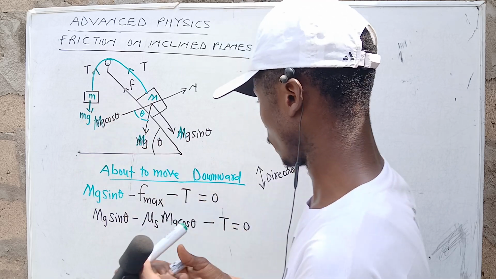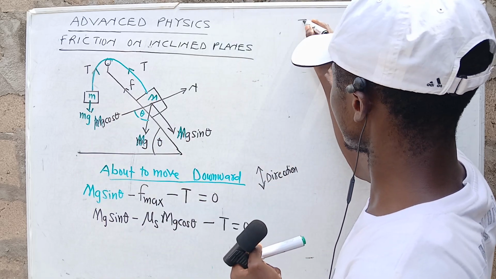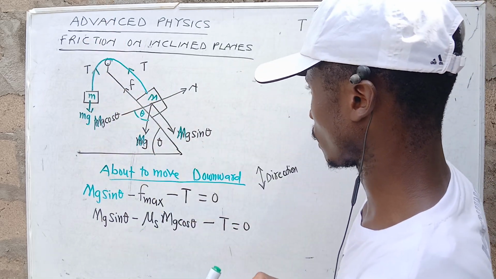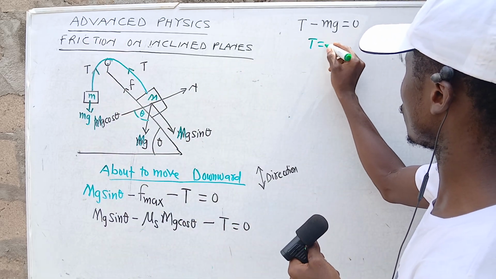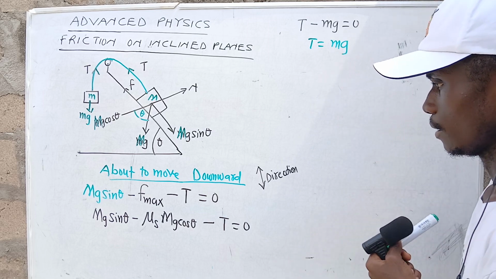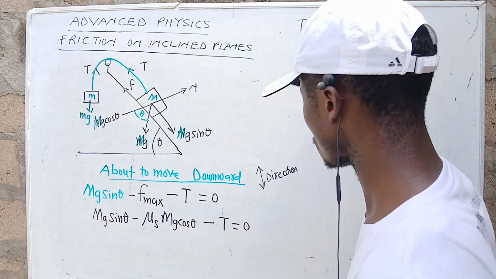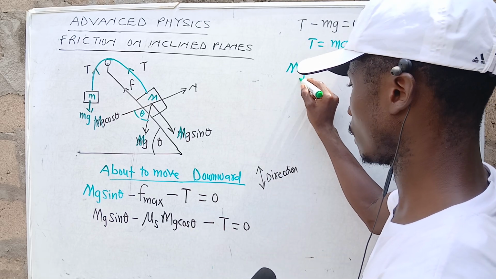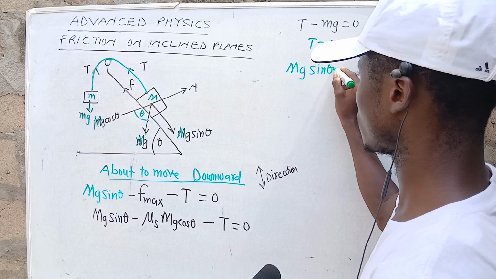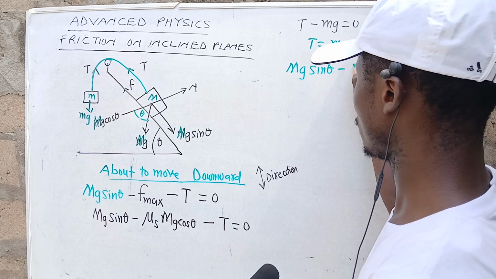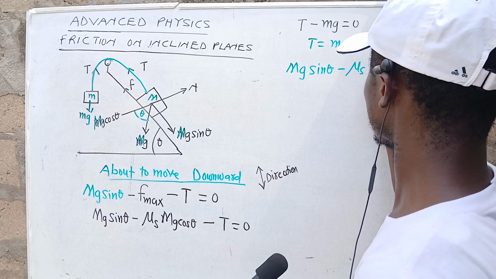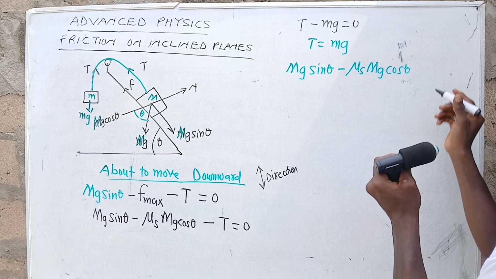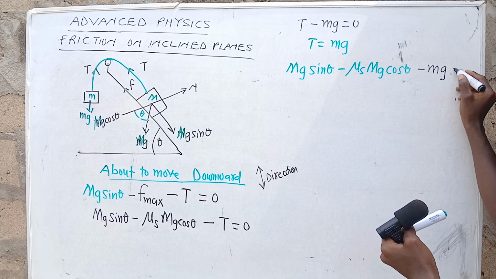Then we also write the equation that T minus mg will be equal to 0. That is the vertical direction. So T will be equal to mg. For that matter, we know T. So Mg sine theta minus mu s times Mg cosine of theta minus small mg is equal to 0.